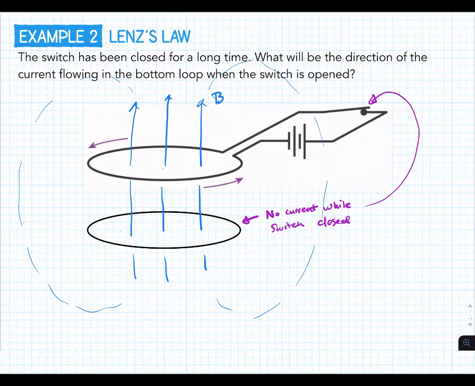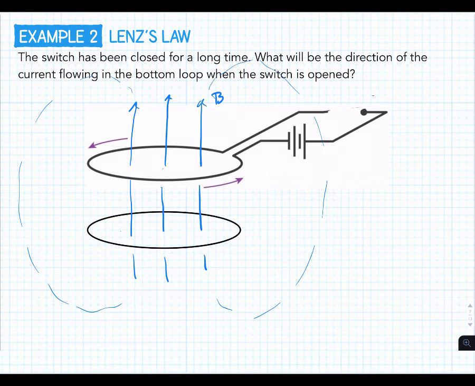Yes. Which way? The other way. Or, no, the same one. The same way. Why? Because that's when you flip the switch open. So when this switch is open, what happens to this magnetic field? Does it get bigger or smaller? Smaller, because it becomes 0.